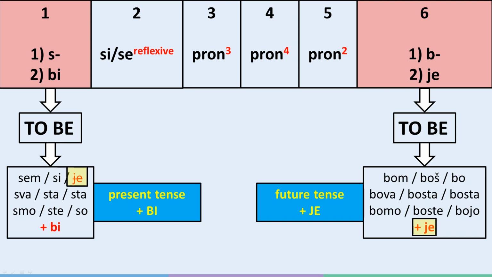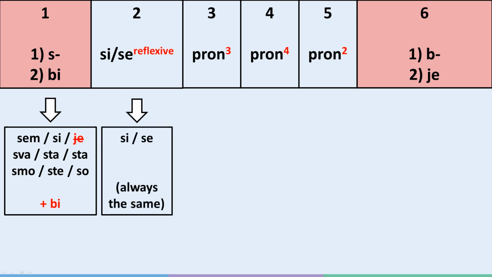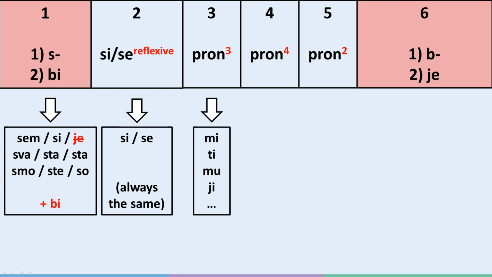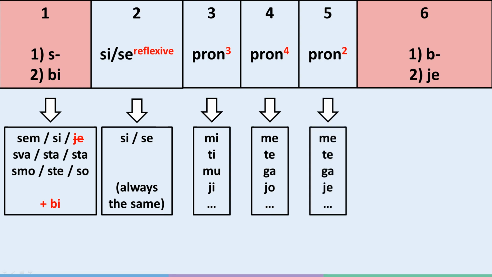It starts with to be, it ends with to be, and there is one word in each group that doesn't seem to belong there. Now let's go through all of them, 1 to 6, with specific examples. Number 1, words like sem, si, sva, sta, and so on. Number 2, the reflexive pronouns si and se. These words never change. Number 3, words like mi, ti, mu, ji. Number 4, words like me, te, ga, jo. Number 5, words like me, te, ga, je.